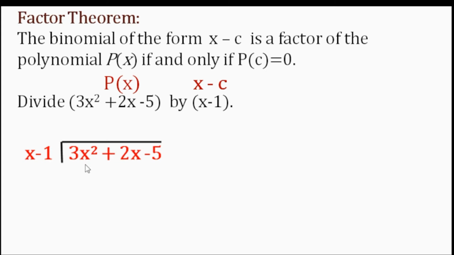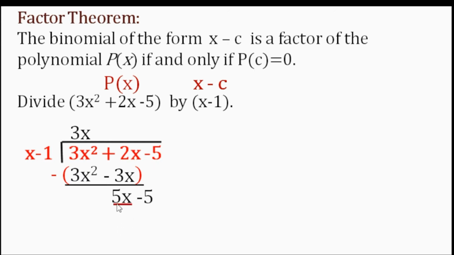Step 1, divide the first term on the inside, 3x squared, by the first term on the outside, x. So 3x squared divided by x is 3x, then multiply back. 3x times x is 3x squared. Then 3x times negative 1 is negative 3x. Then after that, we subtract. This means 3x squared plus 2x minus the quantity 3x squared minus 3x. That gives us 5x. Then we bring the next term down, which is minus 5.